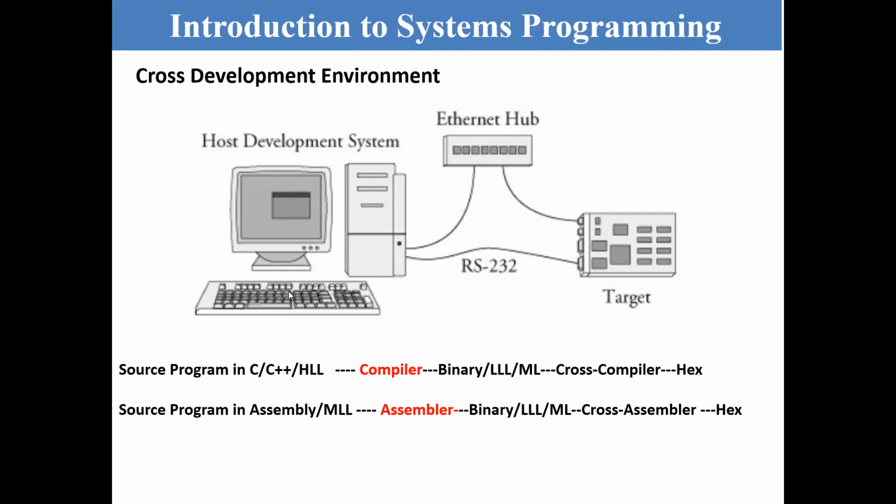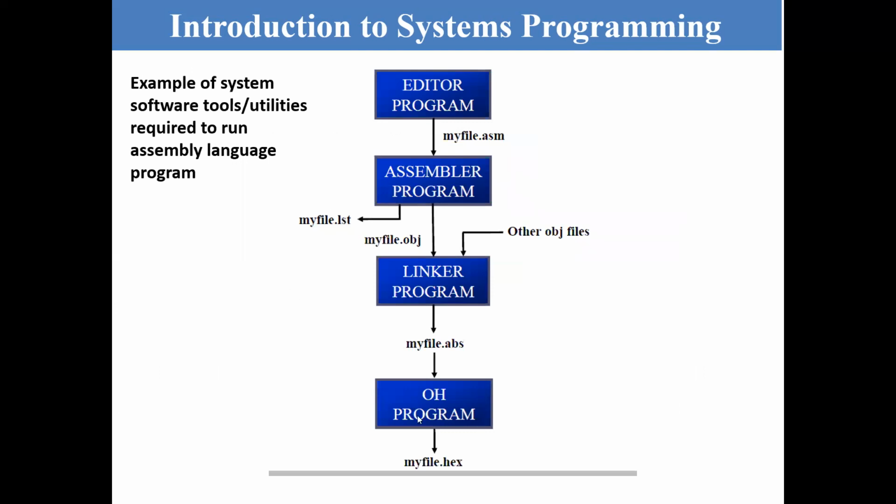Okay, so next is this simple diagram. This is the flow of the program execution. Suppose you are writing your program in the editor, then the assembler is there. After processing, the assembler will form the object files, right? So what is the job of the linker? It links all the object files.